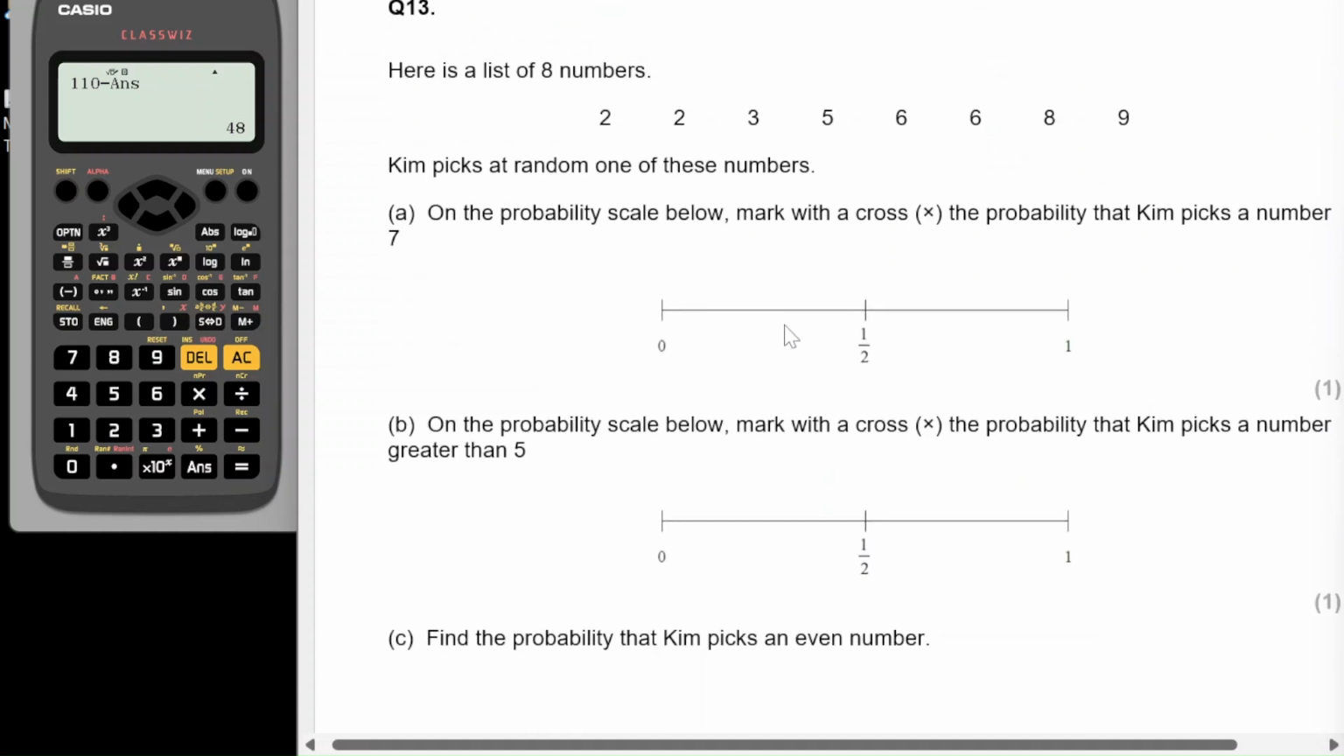Question 13, here's a list of 8 numbers. Kim picks at random one of these numbers. On the probability scale, mark with a cross the probability that Kim picks a number 7. So we have got 0 sevens, so 0.